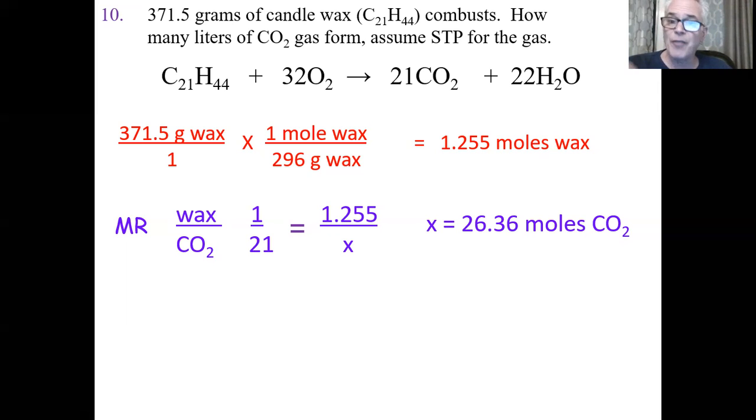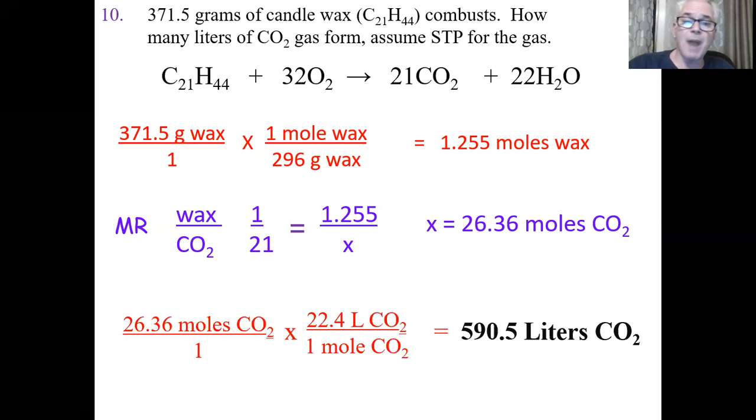Now we have to convert that number into liters. So we're going to rewrite that, bottom in red, 26.36 moles of carbon dioxide. And to go from moles to volume, we know that 1 mole of any gas, even carbon dioxide, is 22.4 liters. The moles cancel. And this comes out with 4 significant figures to be 590.5 liters of carbon dioxide.